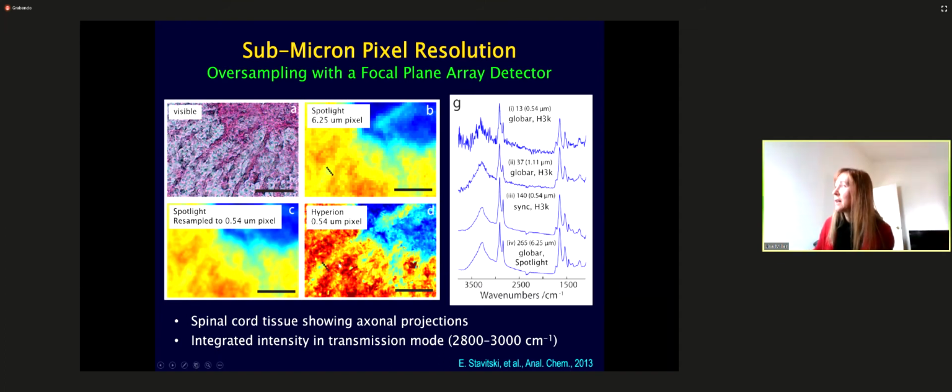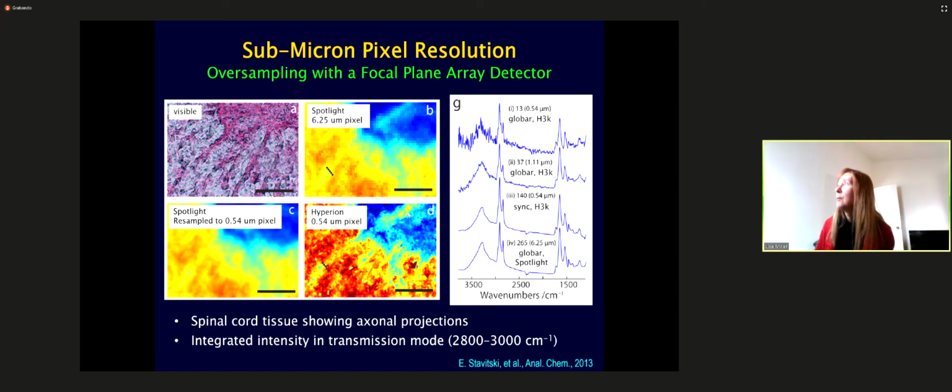But if you oversample, if you take a spectrum with a pixel size like this, you're minimizing the overlap so that you can get a much more detailed image. You're not beating the diffraction limit, but you're helping to make a sharper image. You can see that in example spectra here, how noisy it is using the Globar source, but how nice it is using the synchrotron source, all the way down to the 0.5 micron pixel resolution. So that's another way of looking at primarily tissues. If you want to look at larger areas but get a very high spatial resolution, you can do that with the synchrotron.